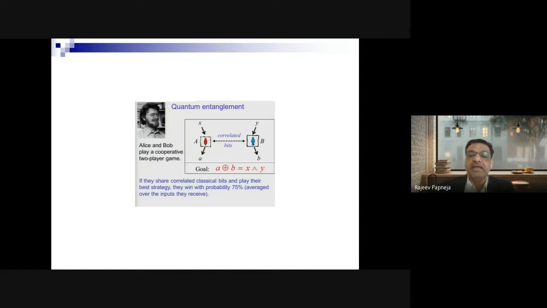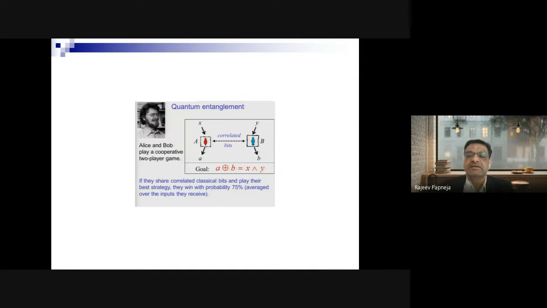Now, it may be that they have correlated bits distributed before the game began, which they can use for a particular game. It turns out if they play the best possible strategy, they can win with at best a success probability of 75%, if we average uniformly over the inputs they could have received.